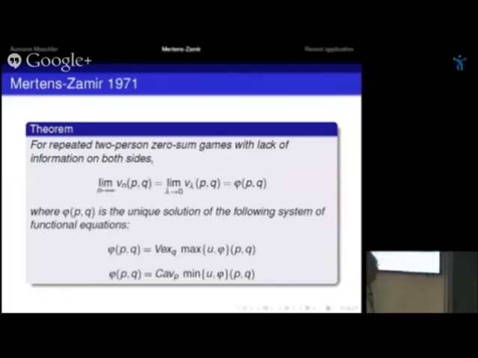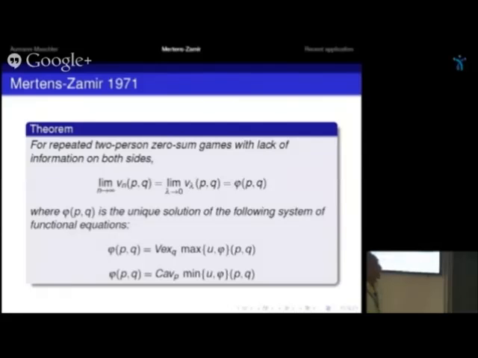So you see phi here and here. This is the maximum of u and phi, and then take the convexification of this, and the concavification with respect to p of the minimum. This also gives you phi. So these are two equations.